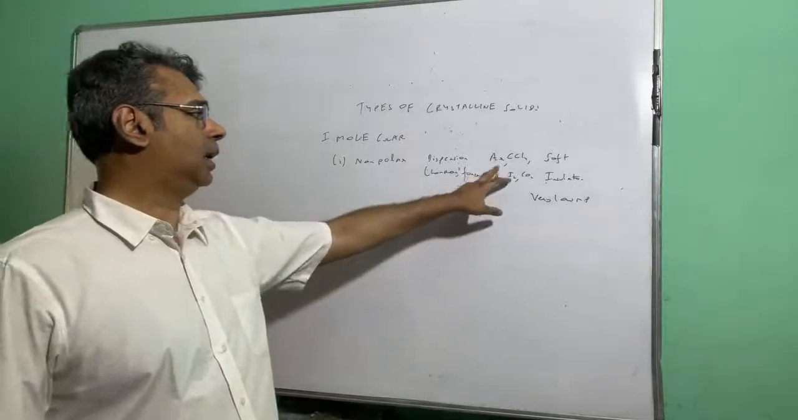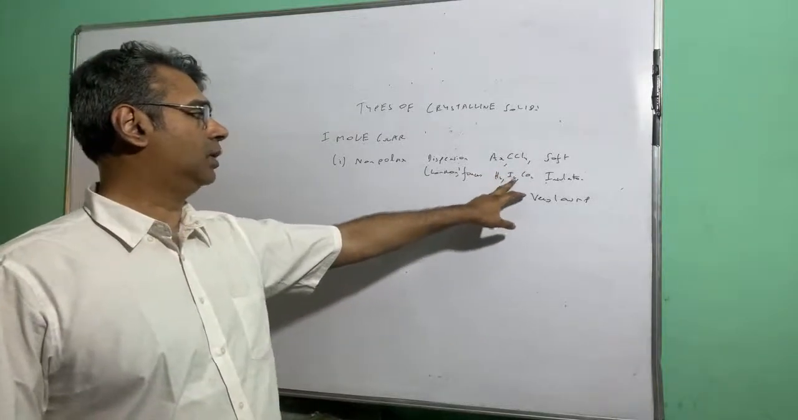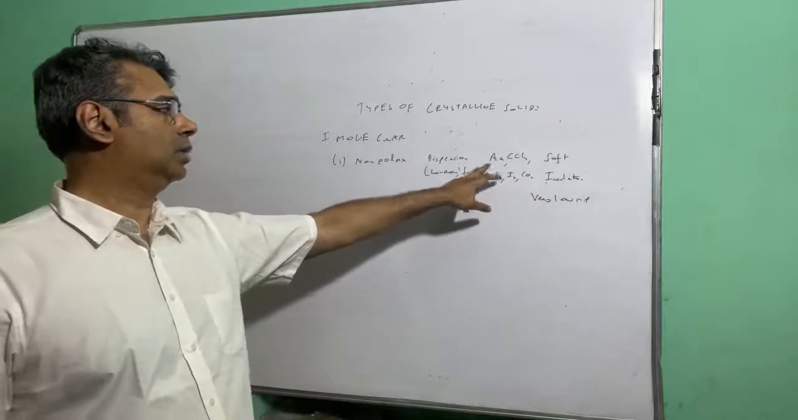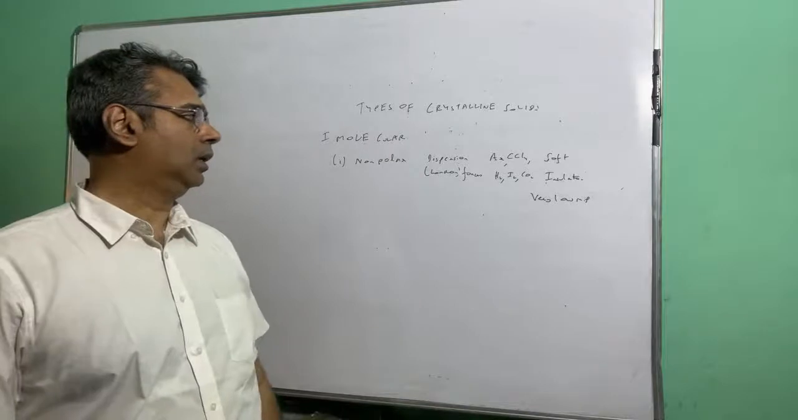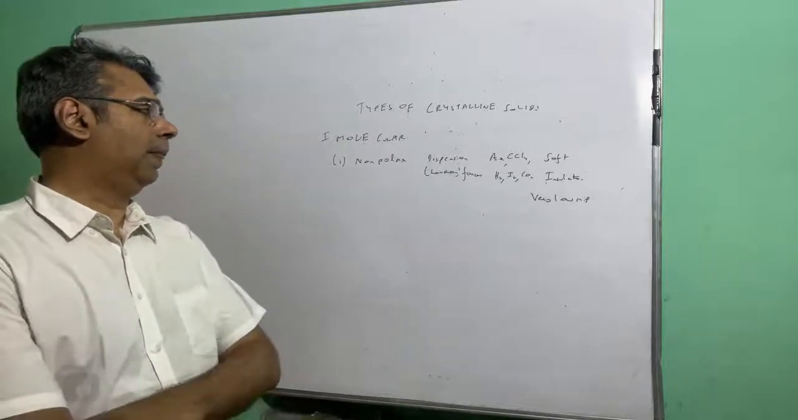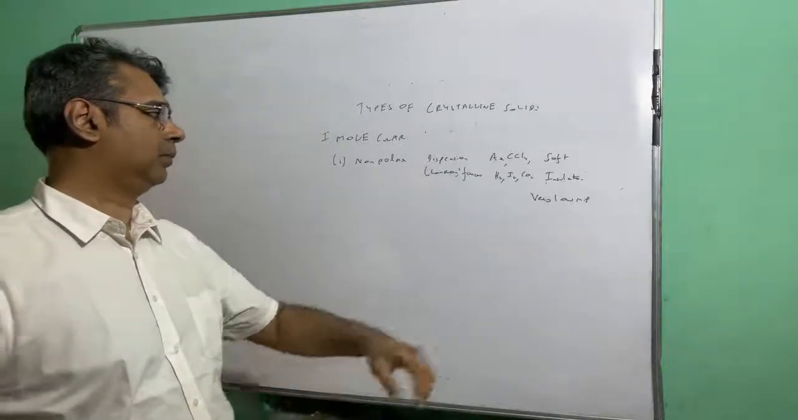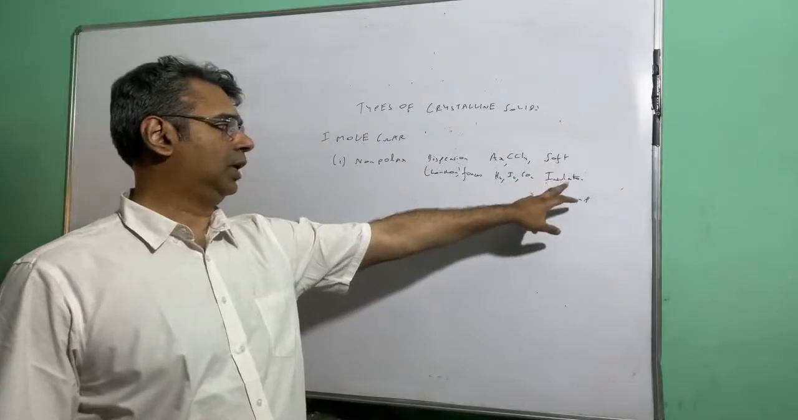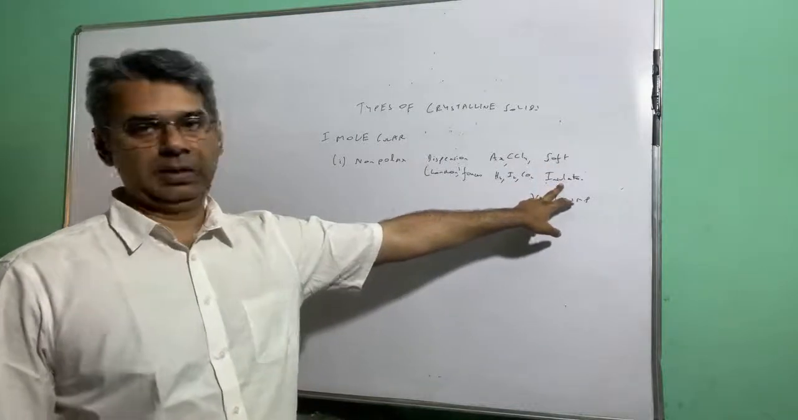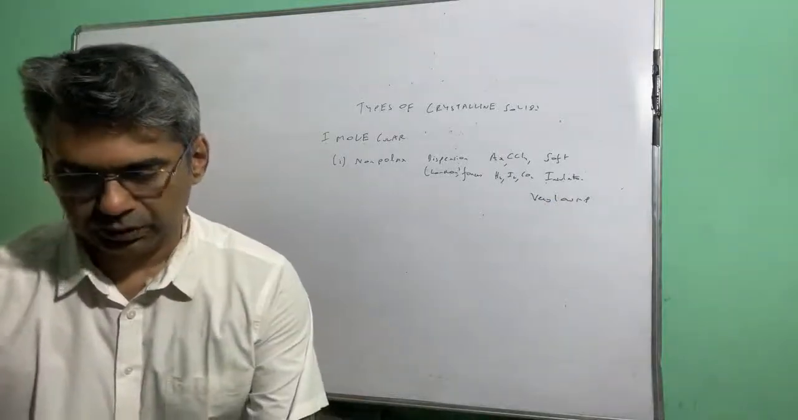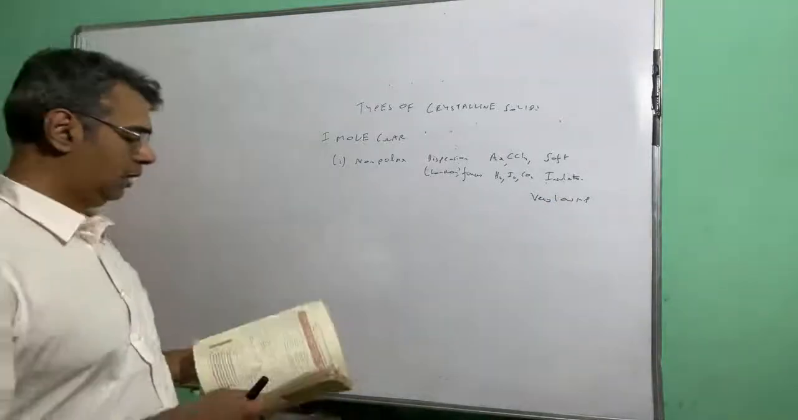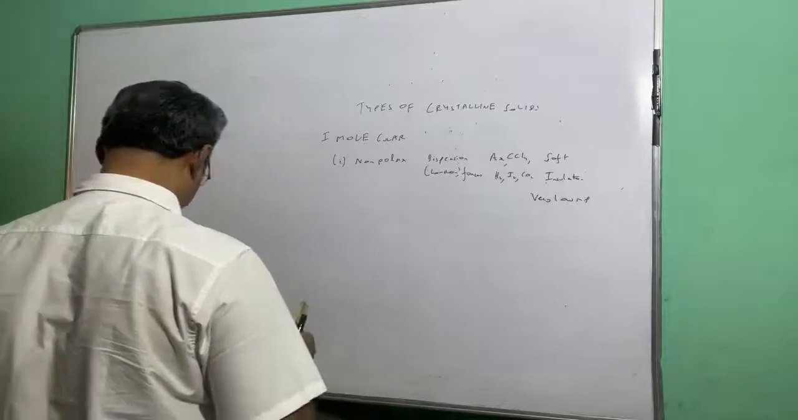Examples are argon, CCl4, hydrogen, iodine, CO2. So these are all non-polar molecular crystalline solids, right? And they are very soft to touch, they are insulators, and they have a very, very low melting point. So this is molecular subcategory 1, non-polar.